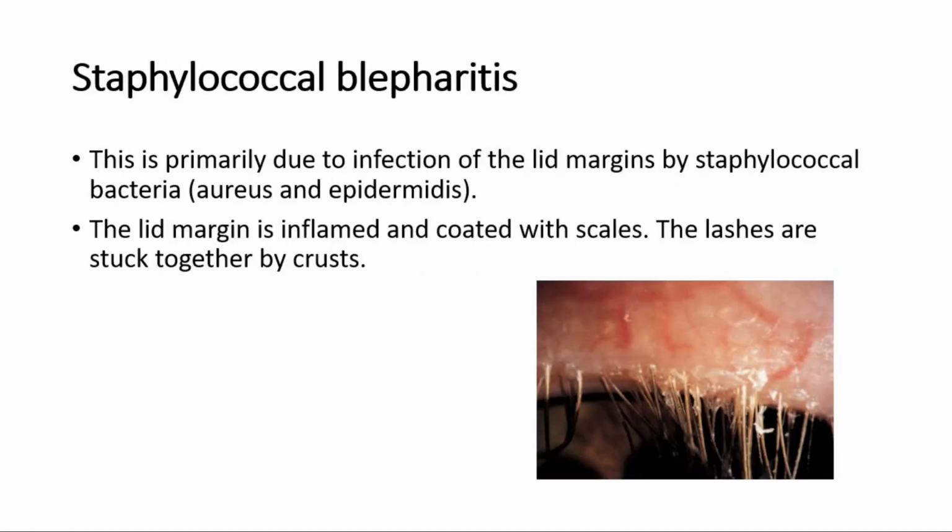For staphylococcal blepharitis, this is primarily due to infection of the lid margins by staphylococcal bacteria, such as Staph aureus and epidermidis. The lid margin is inflamed and coated with scales. The lashes are stuck together by crusts. This picture shows eyelid crusts.